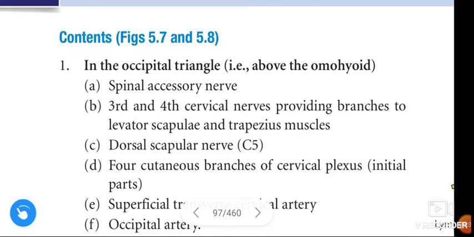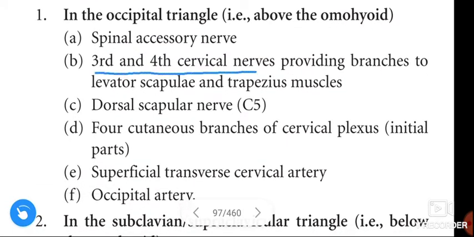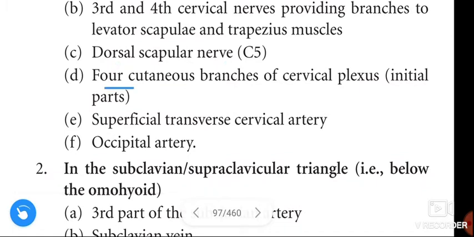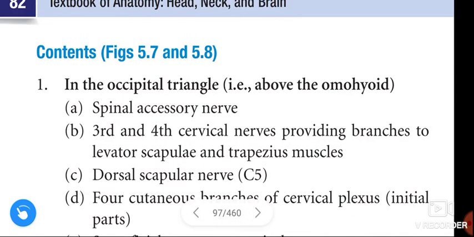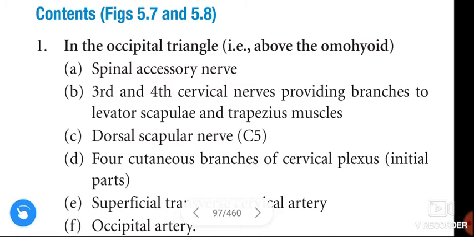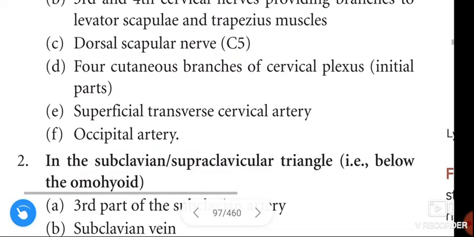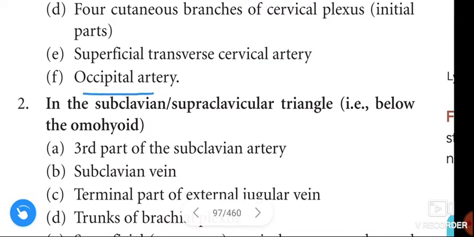Next, contents. First, in the occipital triangle above the omohyoid, see one by one: spinal accessory nerve, third and fourth cervical nerves providing branches to the levator scapulae and trapezius muscle, dorsal scapular nerve, four cutaneous branches of the cervical plexus, initial part, superficial transverse cervical artery and occipital artery.